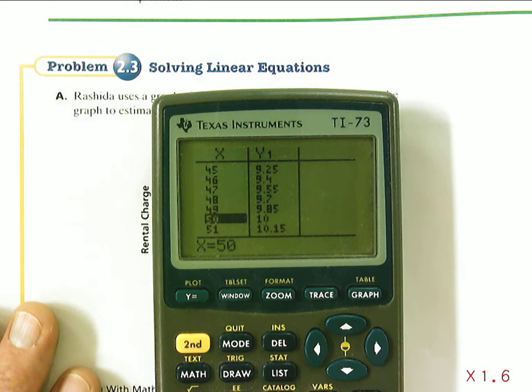So a table is another helpful way of finding the answers to those questions.